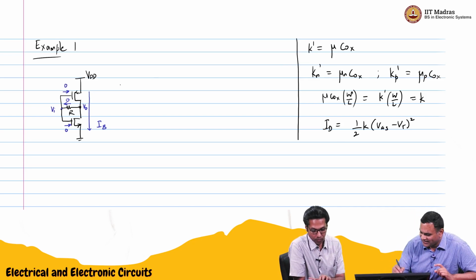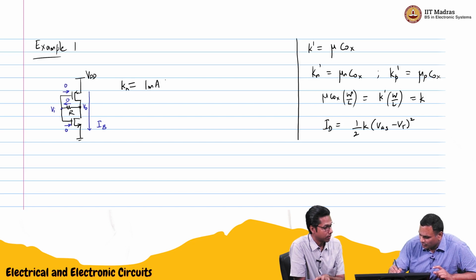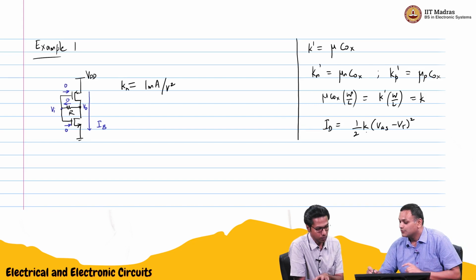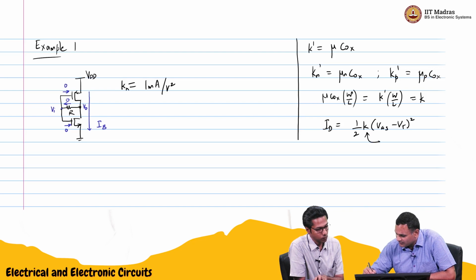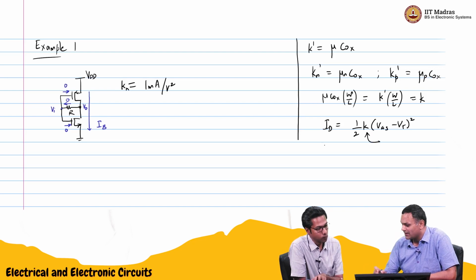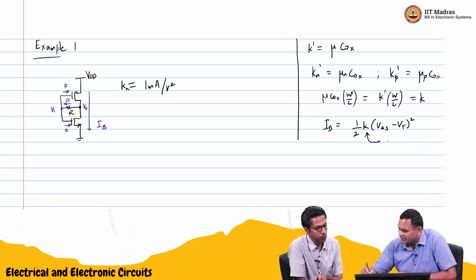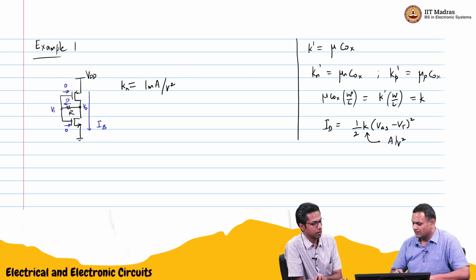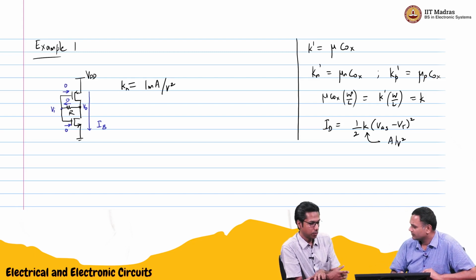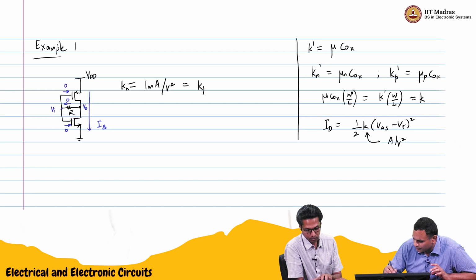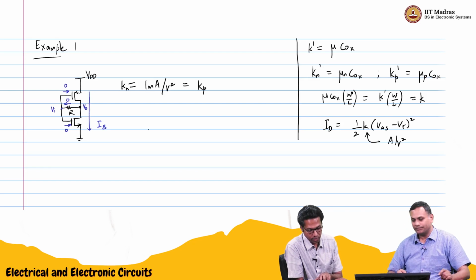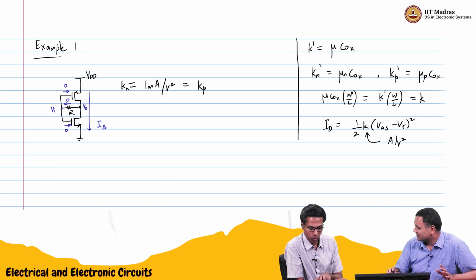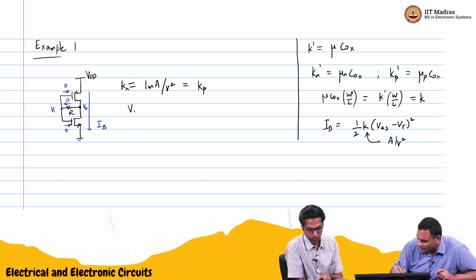So they have given K, no? It's 1 milliampere per volt square. So the units of K: we didn't mention it in class in the previous lecture, but it should be clear that it should be in ampere per volt square. Basically, current over volt square. Kn is equal to Kp. And Vt is 0.5 volt for both devices. So it's completely symmetric.